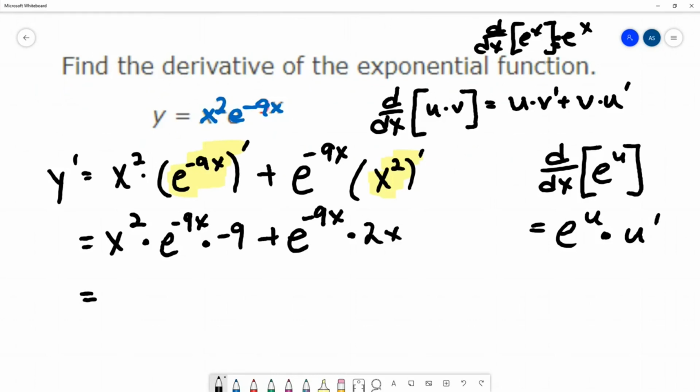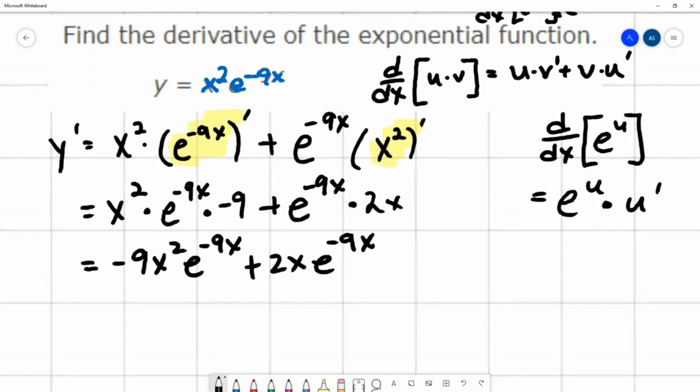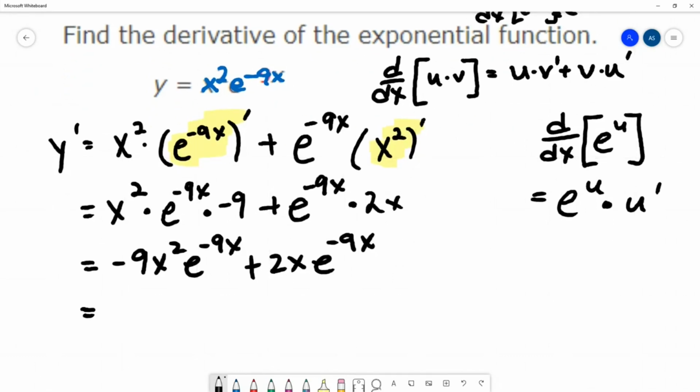And to clean this up, I would have negative 9x squared e to the negative 9x plus 2x e to the negative 9x. And this is an acceptable answer, but I don't like to have negatives in the front. So I'll write this as 2x e to the negative 9x minus 9x squared e to the negative 9x.